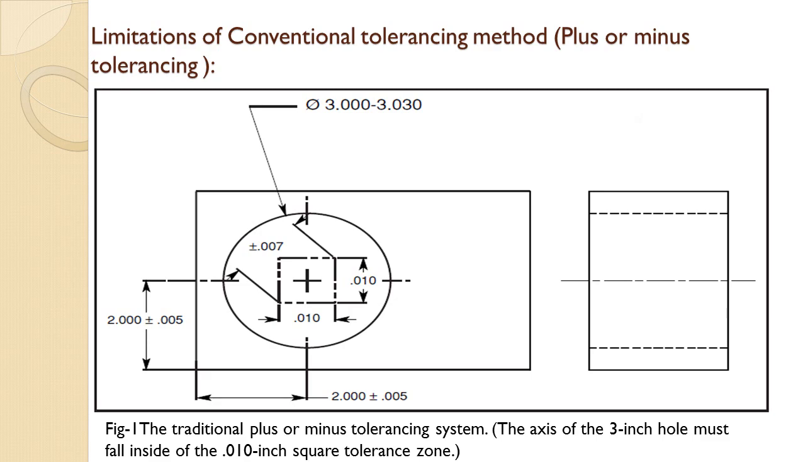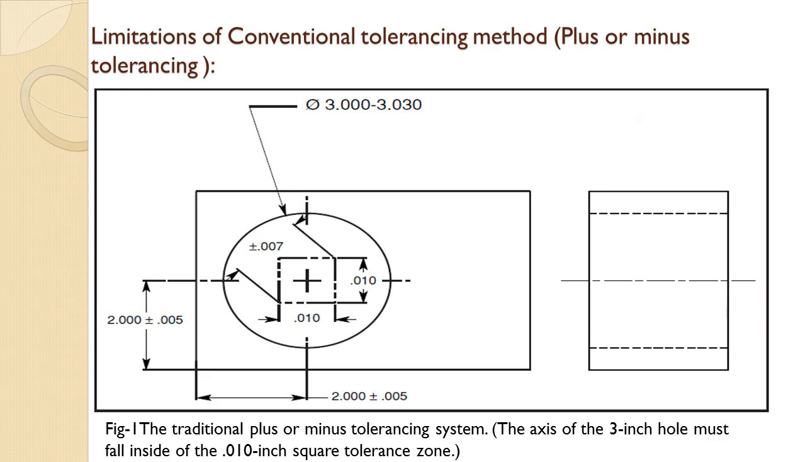Figure 1 is an example of the traditional tolerancing method. Here you can see all dimensions are specified in plus or minus tolerances. This is a rectangular part with a hole in it. The hole axis is positioned by two positional dimensions, from left to right and from bottom to top. These two positional dimension tolerances of plus or minus 0.005 inch will generate a rectangular tolerance zone. Rectangular tolerance zones do not have a uniform distance from the center to the outer edge.